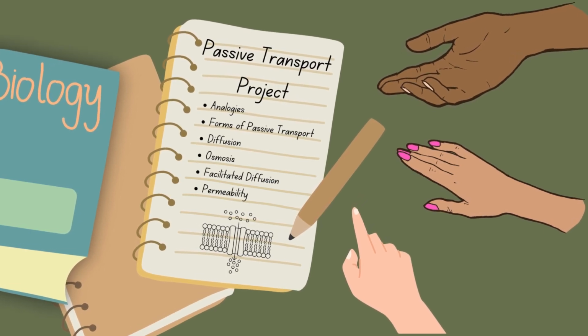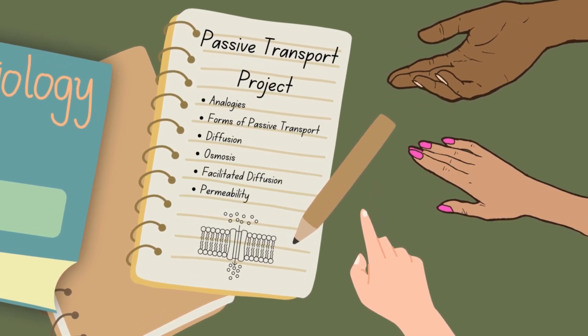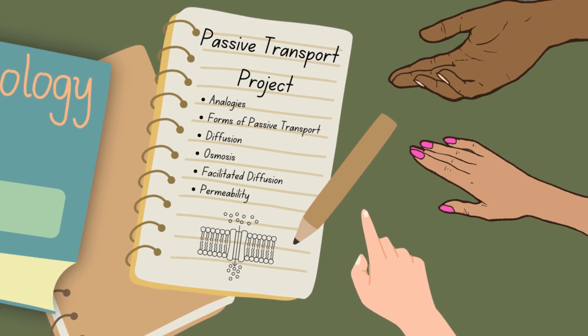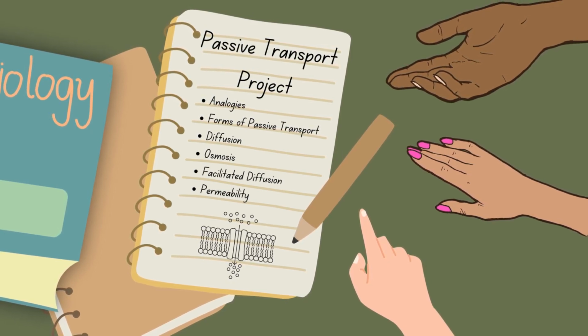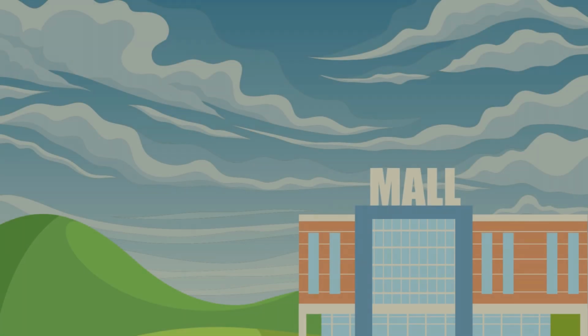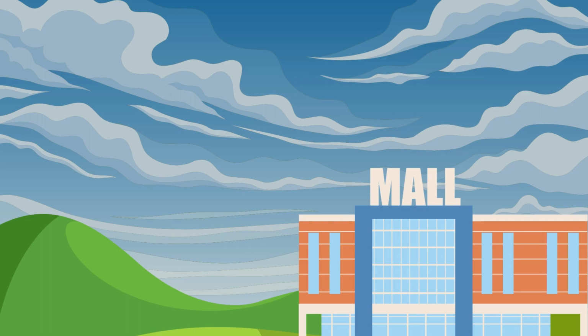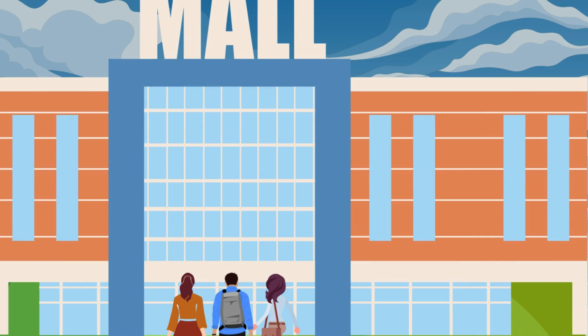Sarah, Jake, and Lena were high school students working on a biology project about how things move into and out of cells without using energy, known as passive transport. To make their presentation awesome, they decided to visit a huge department store. They figured they could find cool ideas there.